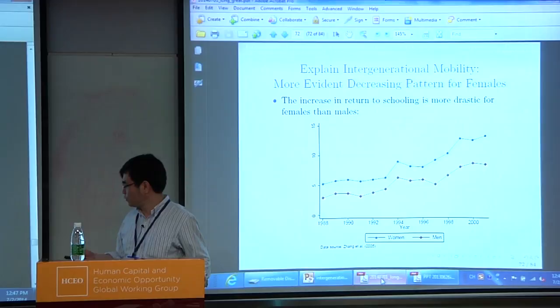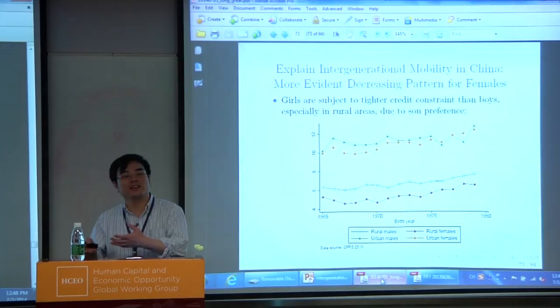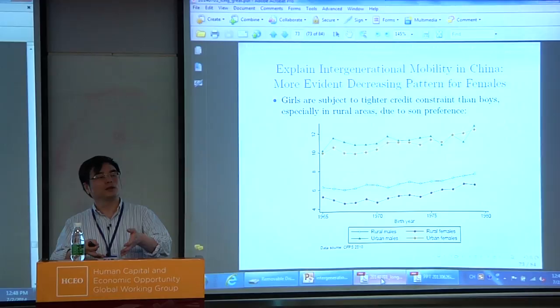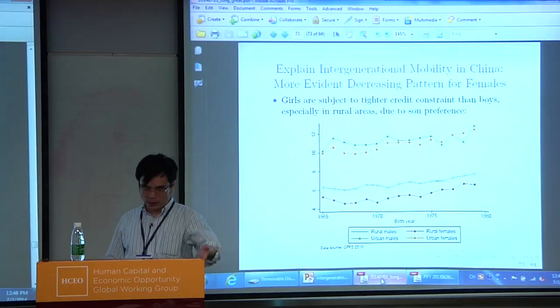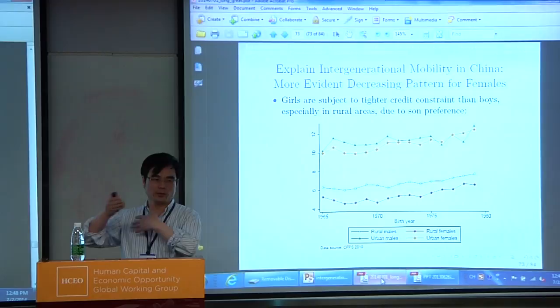So on one hand, their return is higher. On the other hand, the chance for them to get higher education is low, because if your family is under credit constraint, the parents prefer to send the boys to school in the rural areas; urban may not be such a problem. But once they are sent to school and find a job, women are doing well in terms of return to schooling, although their income is still below men's.